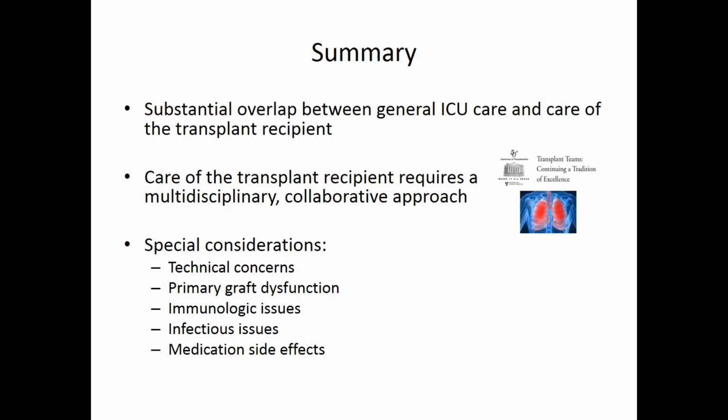So in summary, substantial overlap can be seen between general ICU care and care of the transplant recipient. Remember that common things are common. However, transplant recipients may be more susceptible to common ICU complications than other cohorts. Care of the transplant recipient requires a multidisciplinary and collaborative approach. While common things are common, please remember the special considerations that are seen in transplant recipients, including technical concerns, such as anastomotic complications and torsions, primary graft dysfunction, which is a capillary leak syndrome, immunologic issues that may play a role in allograft dysfunction, multiple infectious complications, and medication side effects.